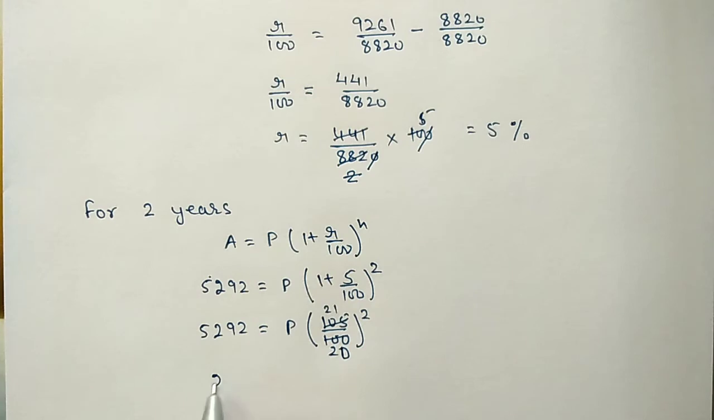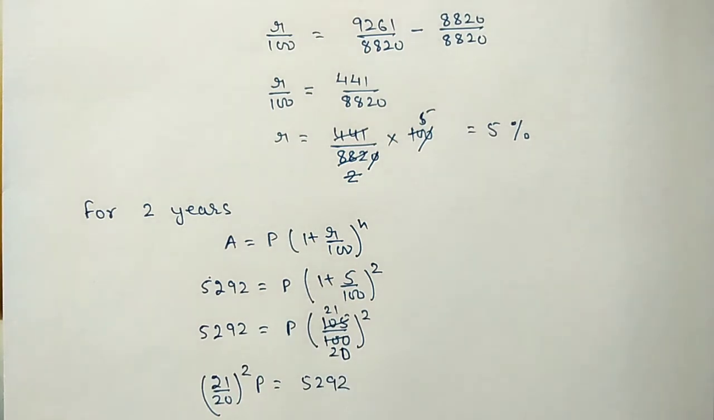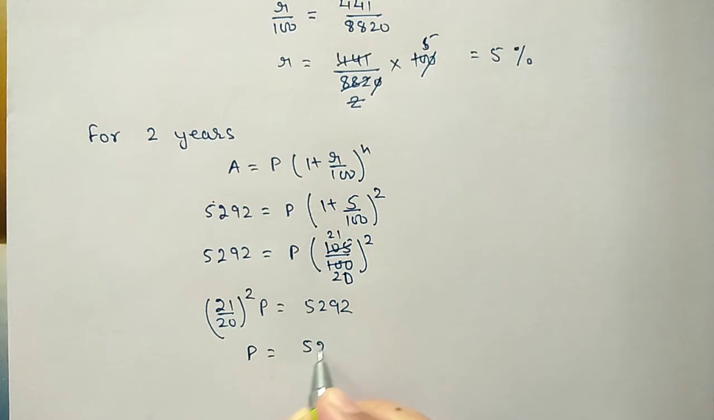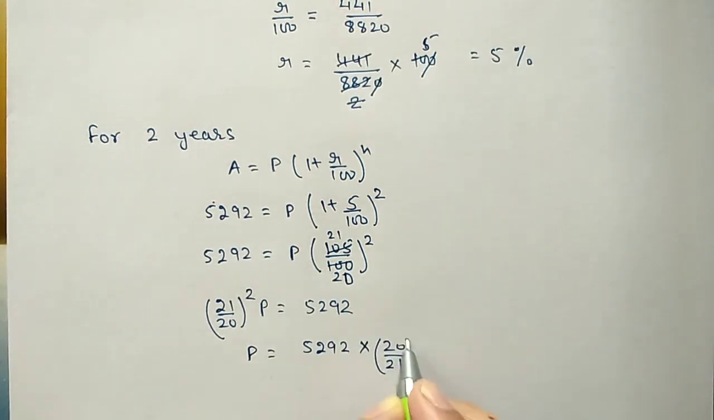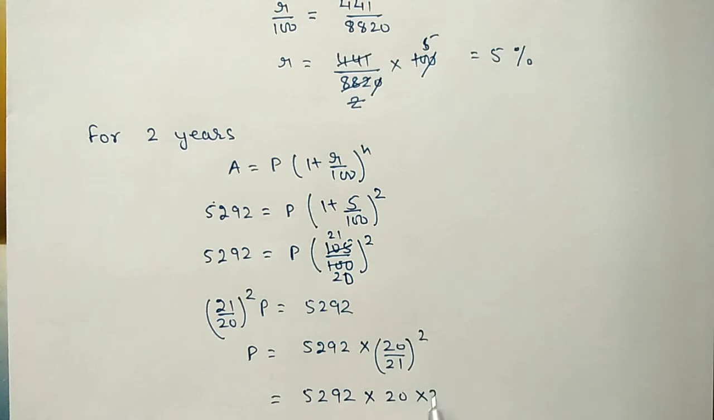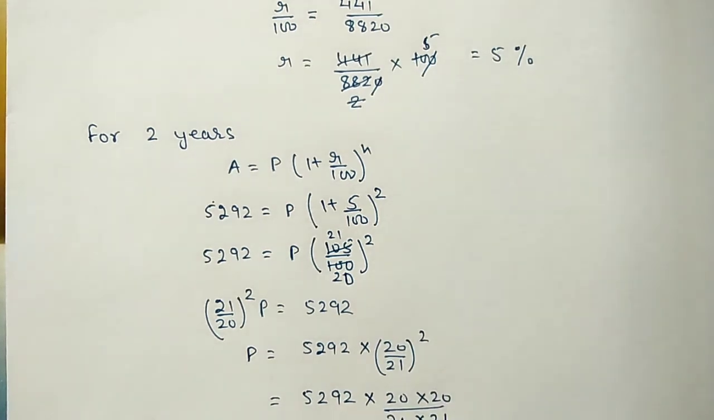Both sides we can interchange. And this (21 by 20) square we can shift to the other side. It will become the reciprocal on the other side. Now we can expand it, and we can cancel this out.